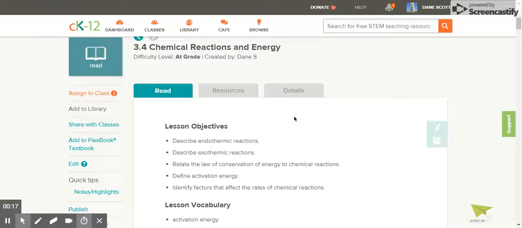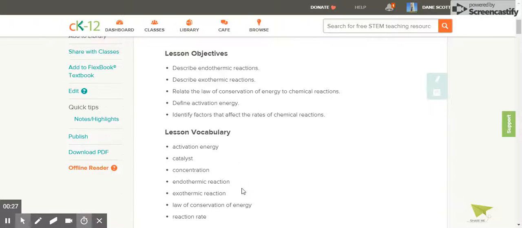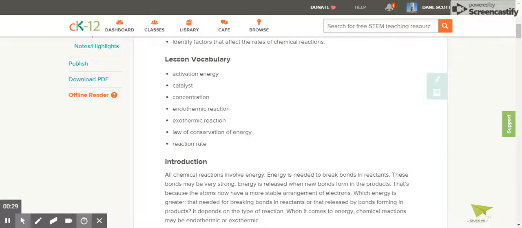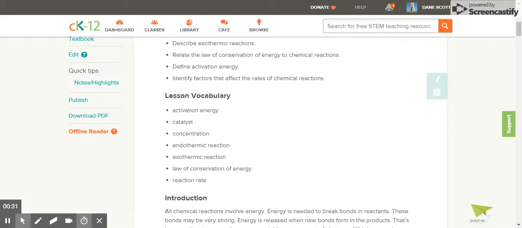We will not define activation energy or identify factors that affect the rates of chemical reactions. Those two objectives we will not necessarily need to do, but we'll look at them. The vocabulary for today. You can see several terms here. Some of them are on your list in your reaction notebook, some of them are not.